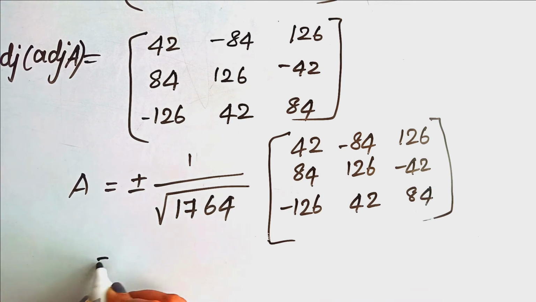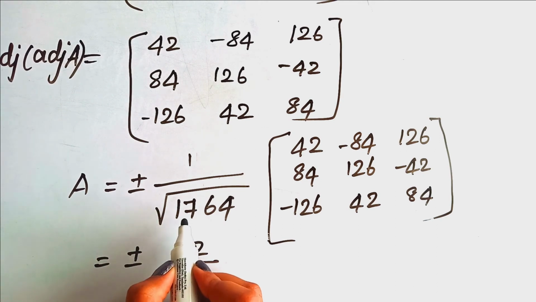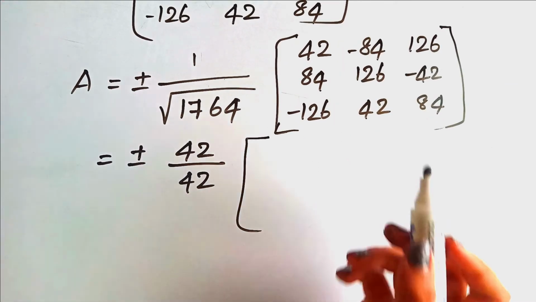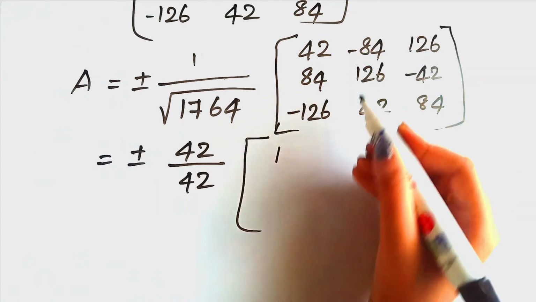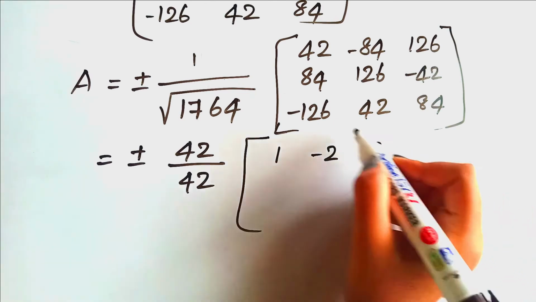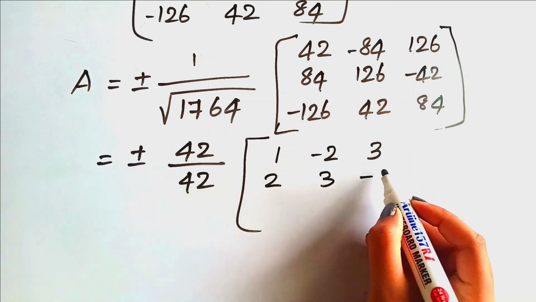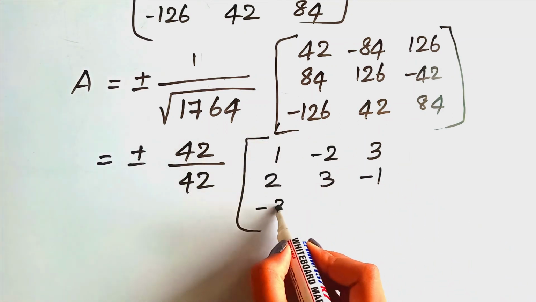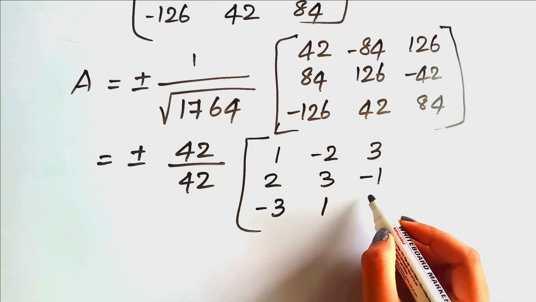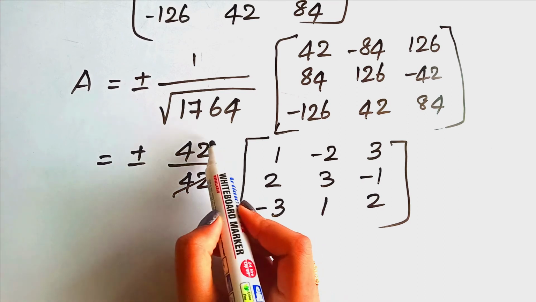So therefore we'll get plus or minus 42 divided by root of 1764, which is nothing but 42, right? Now let's solve this. We'll get 42 ones are 42, 42 twos are minus 84, and 42 threes are 126, and 42 twos are 84, 42 threes are 126, and 42 ones are 42, and then here 42 threes are 126, and 42 ones are 42, and then finally 42 twos are 84. So therefore let's cancel these two, 42 and 42.